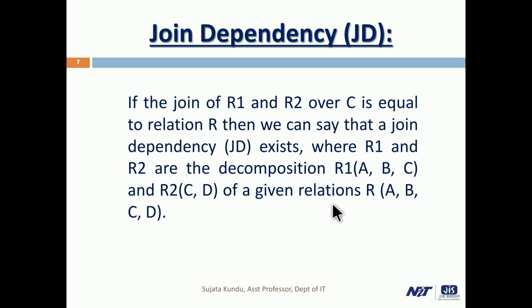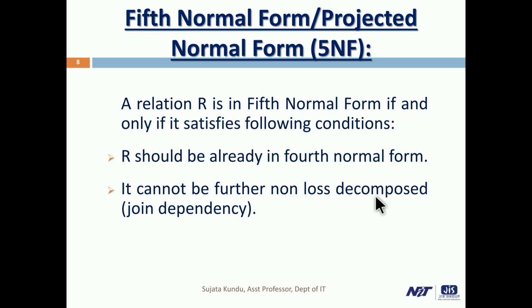So the relation R1 has the attributes A, B, C, and the relation R2 has the attributes B, C, and D. And if I join this R1 and R2 together, we will get back the relation R again, and it is the concept of join dependency. Okay, so using this dependency, we will discuss the concept of the fifth normal form, or we can say projected normal form, 5NF.